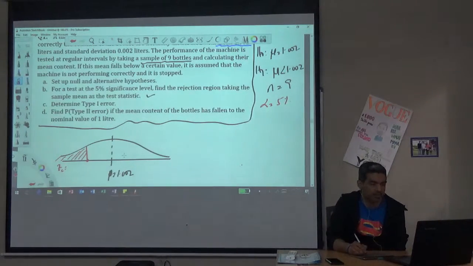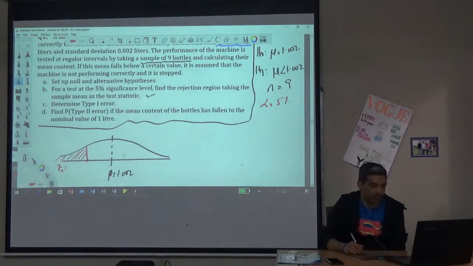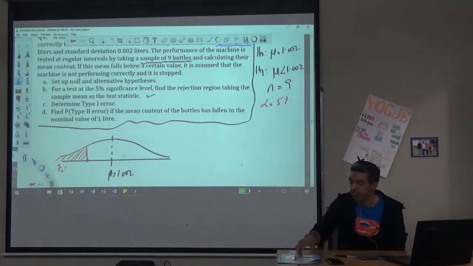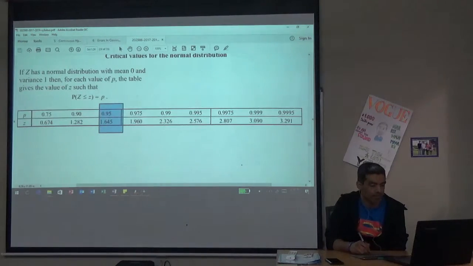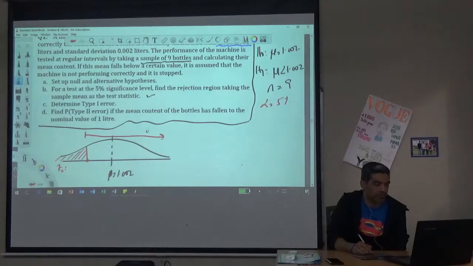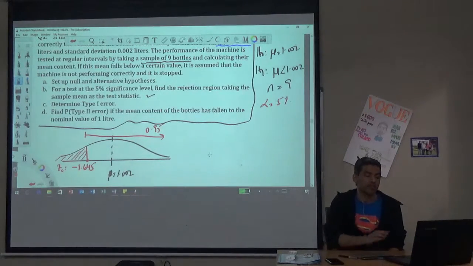If anyone has a table, can they check what's the Z value for 0.95? 1.645. For the probability of 0.95, it is 1.645, because this probability is 0.95. Okay, so minus 1.645. Alright?